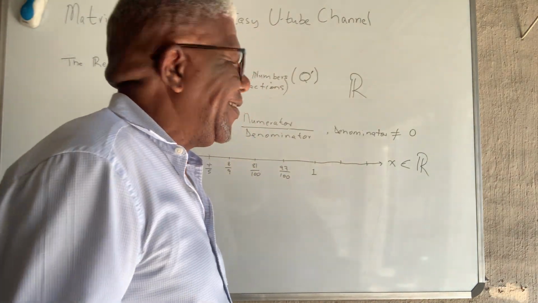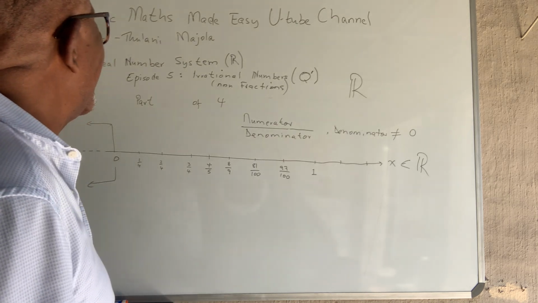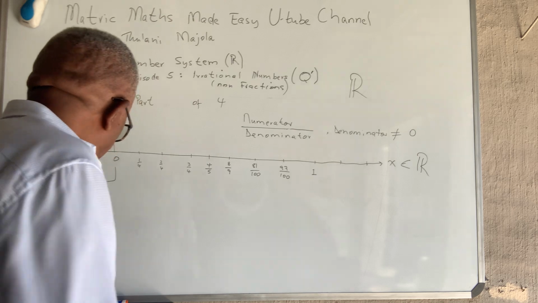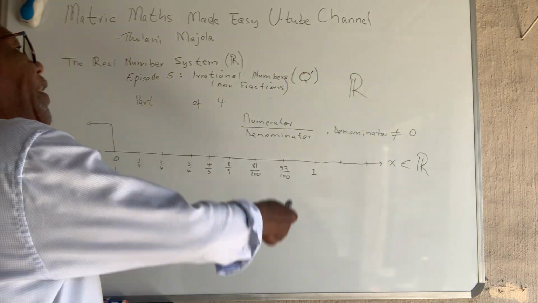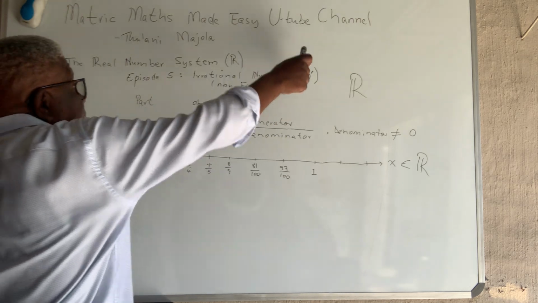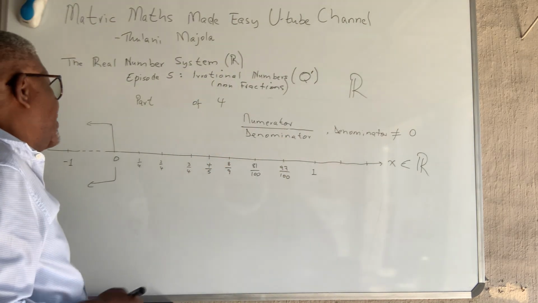I'm Tulani Macho, discussing episode 5, the real number system, but we're dealing now with the irrational numbers, represented by the letter Q, capital Q with a prime. They are non-fractions. This is part 3 of 4.